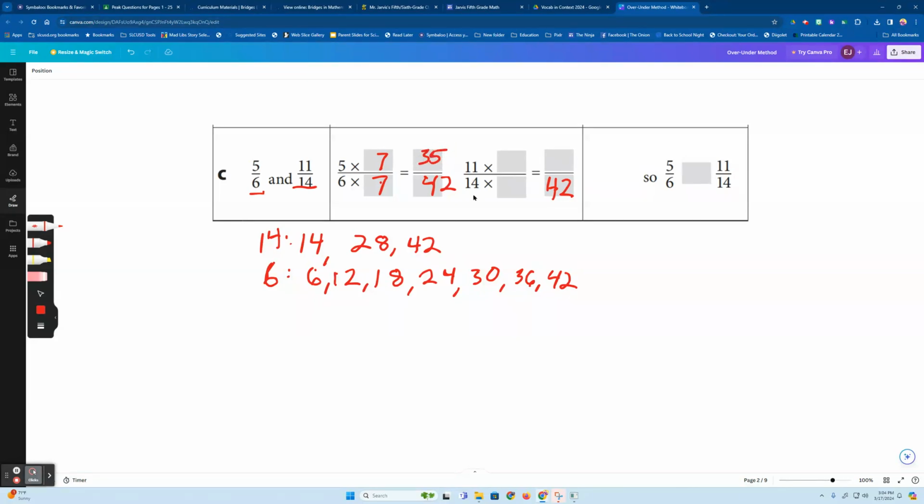What do I multiply this 14 by to get 42? I multiply it by 3. 1, 2, 3. So I just do it for both. 3/3 is essentially 1. If I multiply a number by 1, I don't change its value. 33/42. So the 5/6 is a little bit larger than 11/14. Let's go ahead and move on.